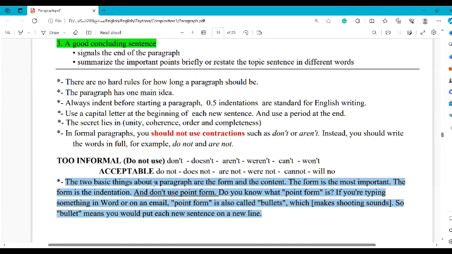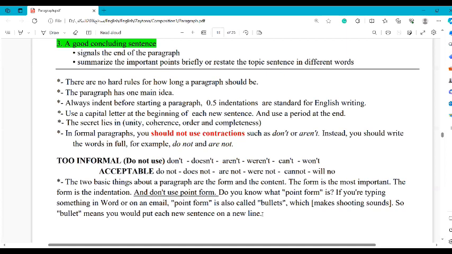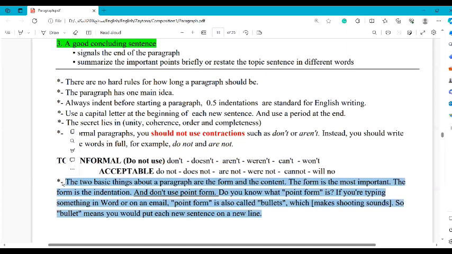The two basic things about a paragraph are the form and content. Okay, the form, which means the shape, الشكل, and content, المضمون. So those are very important to keep in mind, the form and content, not only the content. The content is necessary, but also the form is necessary too. Okay? The form is the most important. The form is the indentation.